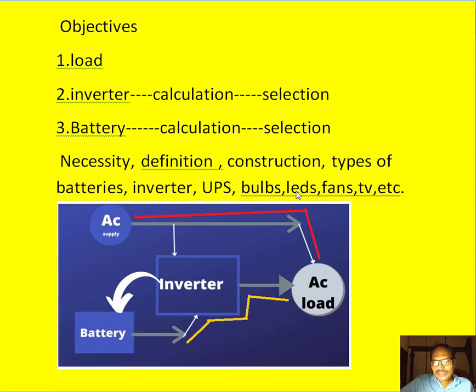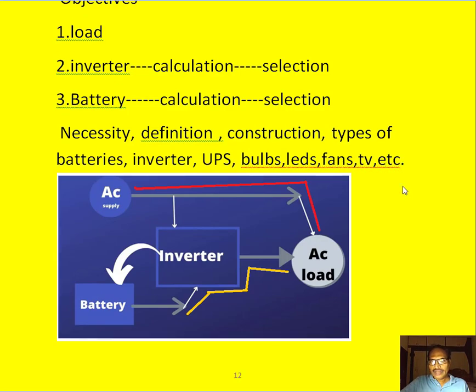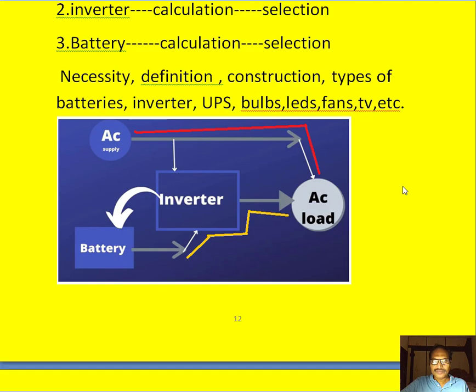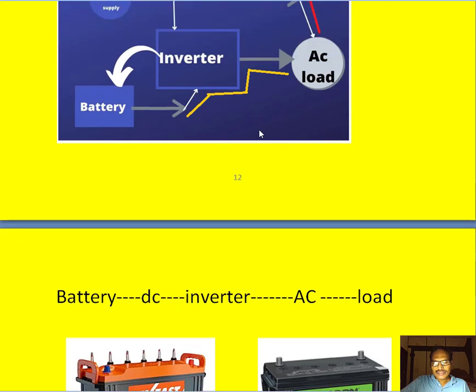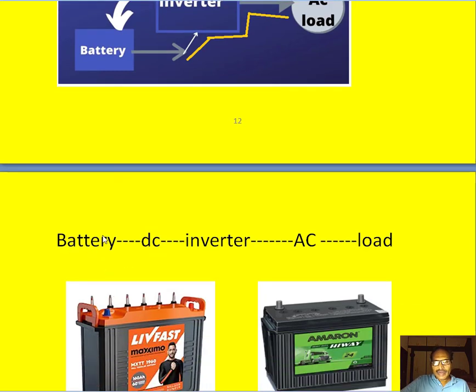And coming to the loads, loads are nothing but bulbs, LEDs, fans, TVs, motors, etc. We can also draw this circuit like this. The battery output is DC, and that DC output becomes input to the inverter, which also becomes input to the UPS if we use it in place of the inverter. Then the inverter output is AC, and that AC will be given to the AC loads.